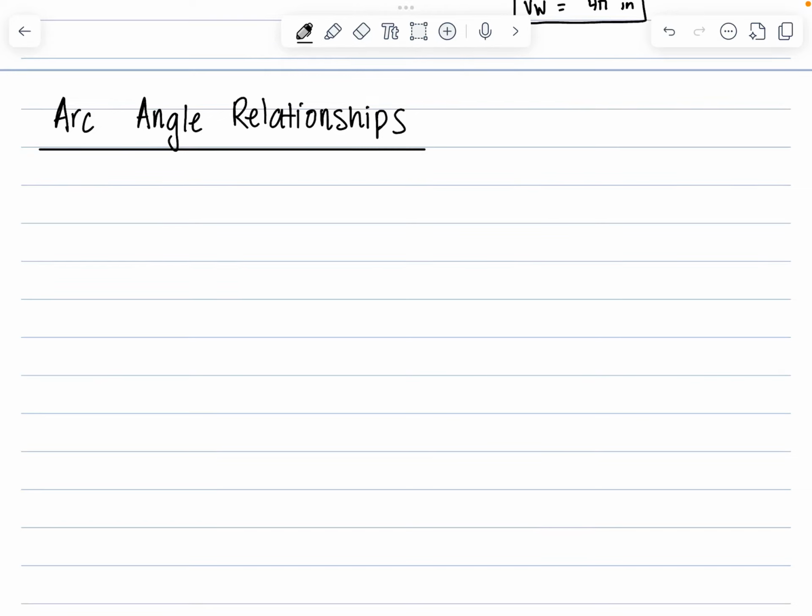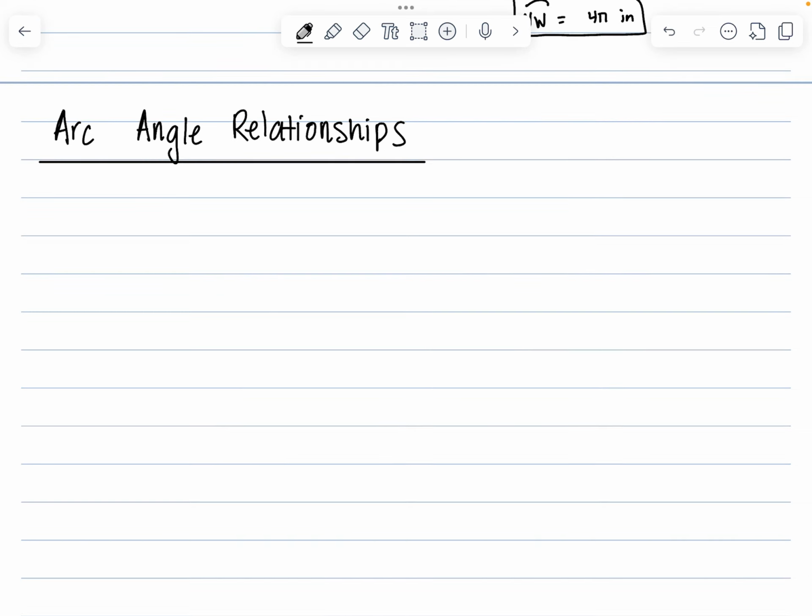Hello and welcome to our next lesson in circles, arc angle relationships. We've covered a lot of different angle measures, like inscribed angles, central angles, arc measures, arc lengths, things like that, and we've talked about tangent lines. To add to that, we are adding a new term, a secant line. A secant line is helpful and useful to know, especially so it's not like a tangent line.